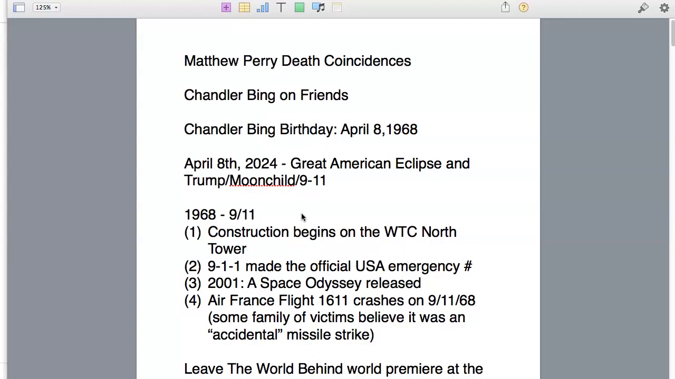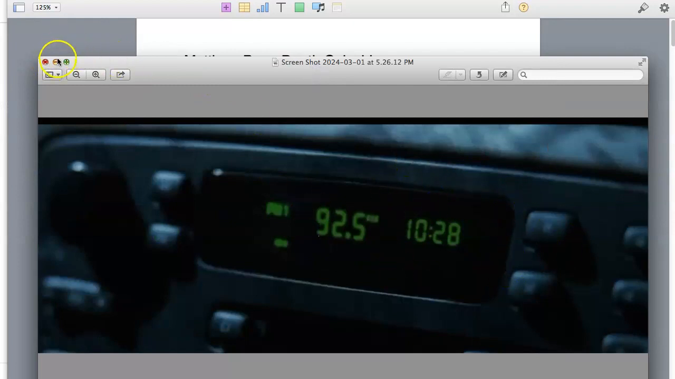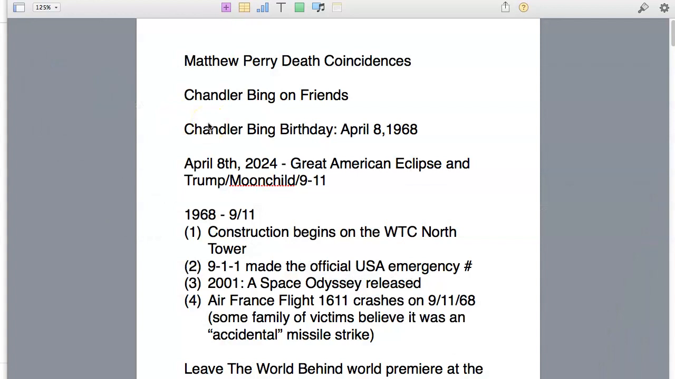Going back to the beginning, we have Chandler Bing's birthday, April 8th, 1968, same day as the coming April 8th, 2024 eclipse. And then he died on 10/28, which is shown in a very important sequence of the movie 17 Again, as it related to all of the things that I've gone into here, but especially as it relates to water and Matthew Perry's connection to water, where he would later drown in his hot tub on 10/28. And obviously then the connection of water to the moon and the connection to the eclipses, both the partial lunar eclipse on his death date and this total solar eclipse coming on April 8th, 2024.